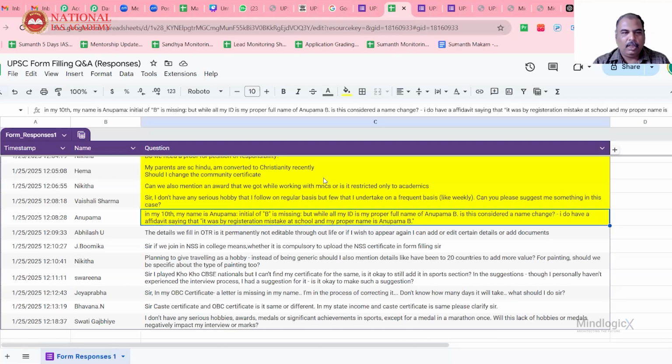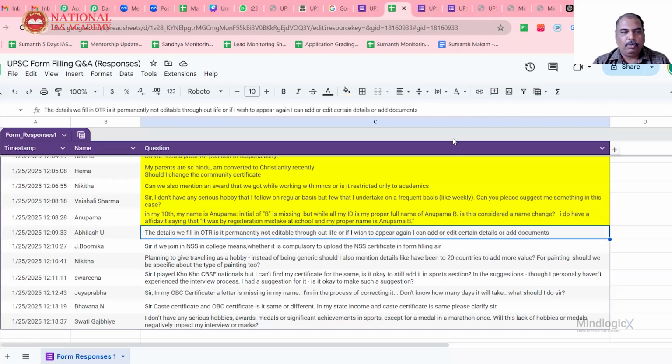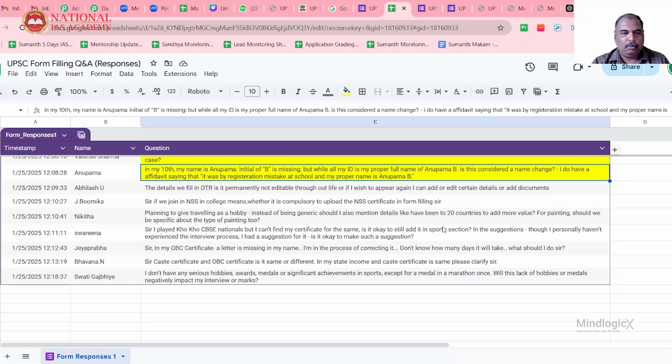If it is included, then you just put the name change column as yes, and then put that particular affidavit that you have, upload it, and your issue is sealed there.